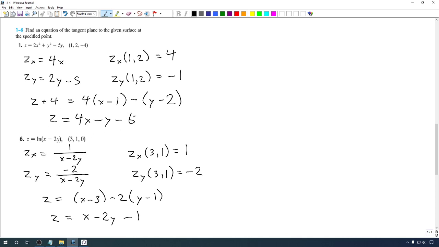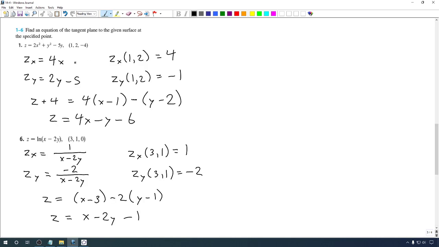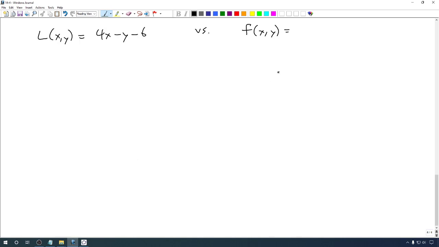We are going to treat this tangent plane as a function. So we're going to look at some function L of x,y equal to 4x minus y minus 6. And we're going to compare it to our original function, f of x,y. And here, remember, we have 2x squared plus y squared minus 5y. And we want to see how close these are to each other.